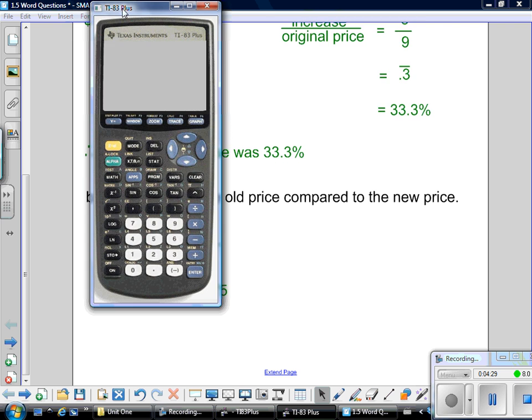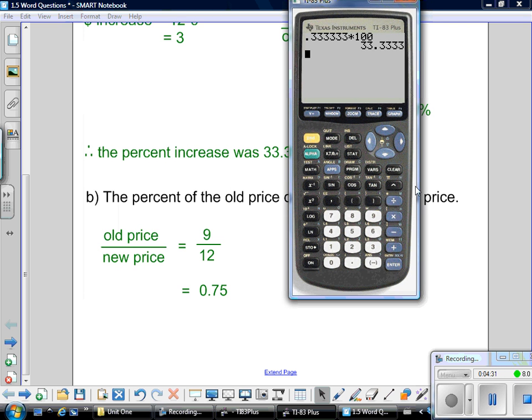And just to show you, I'll bring up the calculator. So it's not that we're doing this in our head. So 9 divided by 12 equals decimal 75. Now I need to change the decimal into a percent, and to do that, I would multiply by 100. Oops.